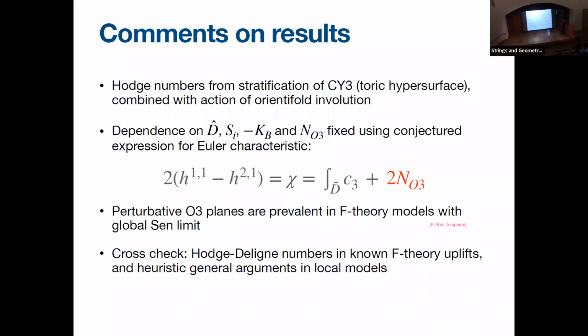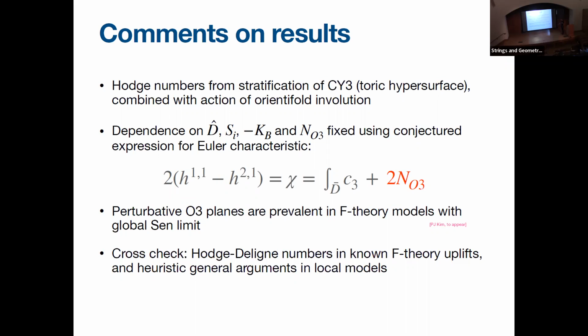There's actually two types of cross-checks. One of the cross-checks is computing Hodge numbers from something called Hodge-Deligne numbers, which I'll speak about in more detail in a few slides from now. And this is done in known F-theory uplifts, where we actually know what the full elliptic Calabi-Yau fourfold construction is, and we can sort of compute things by hand as a cross-check.